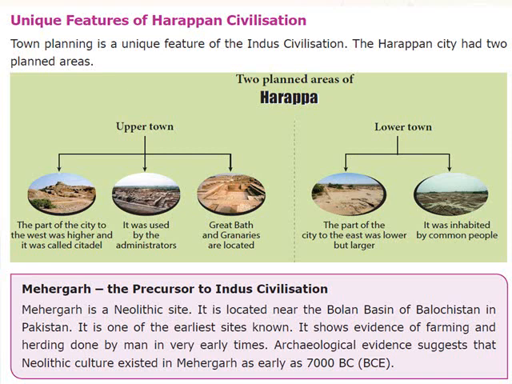Whereas the lower town consists of the part of the city towards the east, which was lower but it was larger. It was inhabited by common people. So one part, the upper part was higher, occupied by the administrator. The lower part, which was lower but larger, was inhabited by the common man.